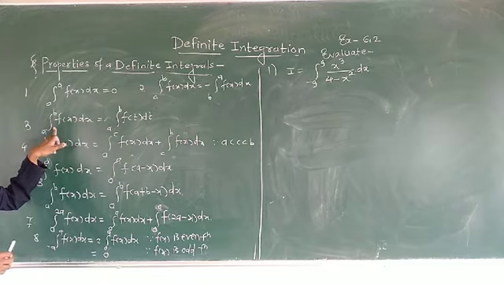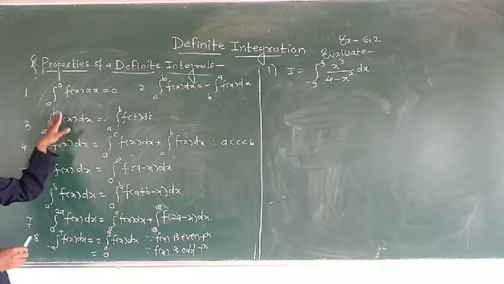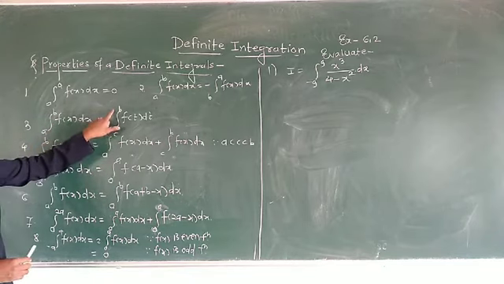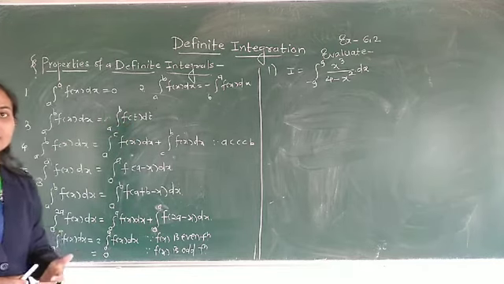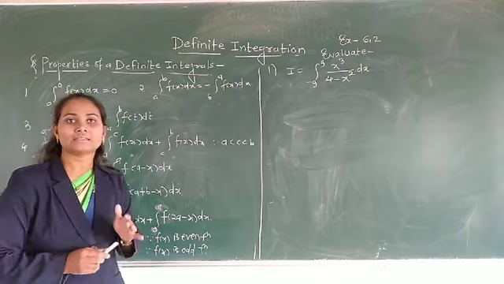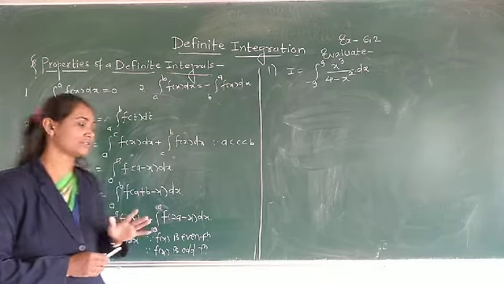Third property, integration a to b f of x dx is equal to integration a to b f of t dt. That means in definite integration, if we change the variable, then the answer does not change.